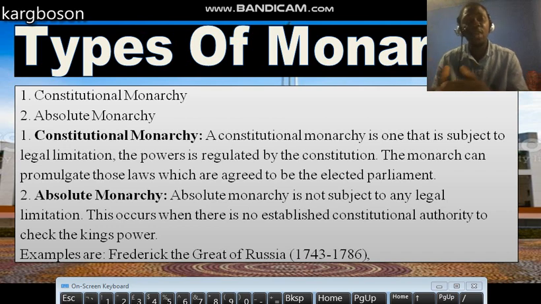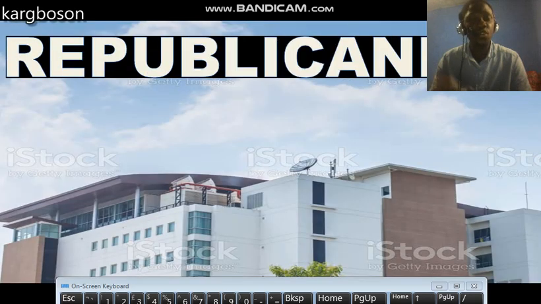So for example, you have people like, before now, Frederick the Great of Russia from 1743 to 1786. Also like in Saudi Arabia, Norway. All of these are absolute monarchs, because their powers are not limited by constitutions. In fact, this occurs when there is no established constitutional authority to check their powers. So we refer to these categories of monarchy as absolute monarchy. So these are the two types we have: constitutional monarchy and absolute monarchy.